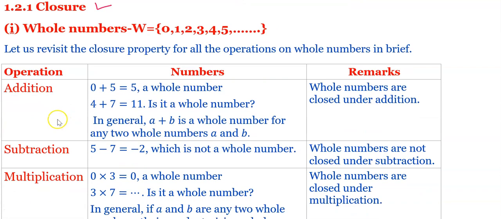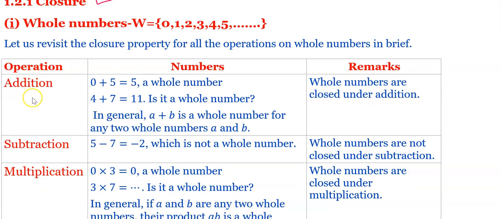Now see this table. The first operation is addition, then the numbers and the remark. If you take any two numbers from the set of whole numbers and add them, suppose I take 0 and 5, 0 + 5 is 5, and 5 is again a whole number. If I take 4 and 7, 4 + 7 is 11. It is a whole number. Yes, it is a whole number. And therefore, I can say that in general, a + b is a whole number for any two whole numbers a and b. And what is my remark? My remark is that whole numbers are closed under addition.